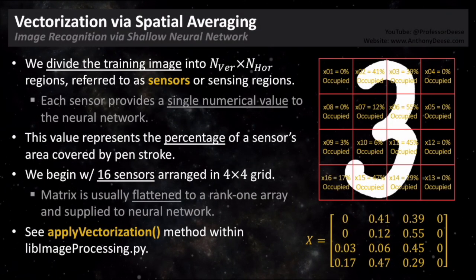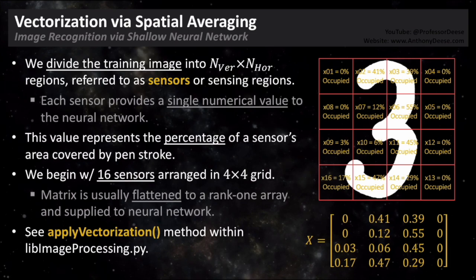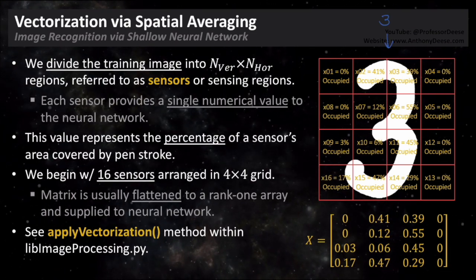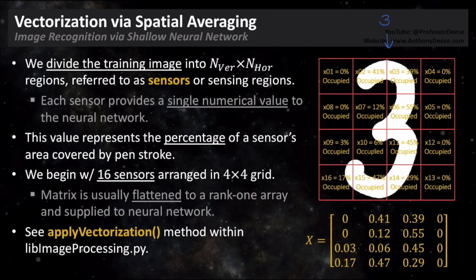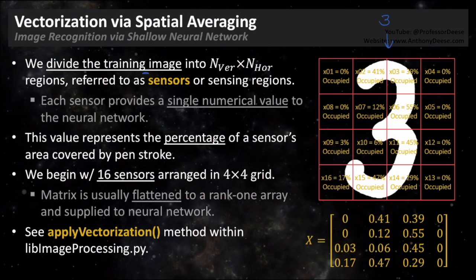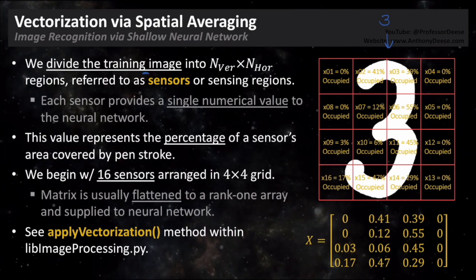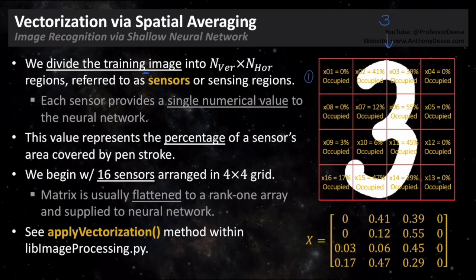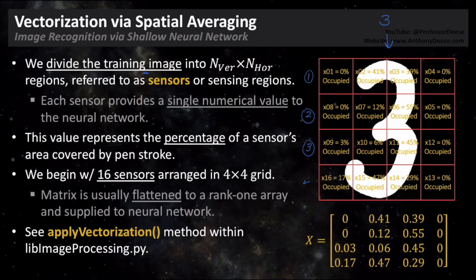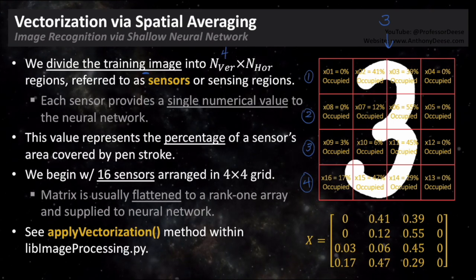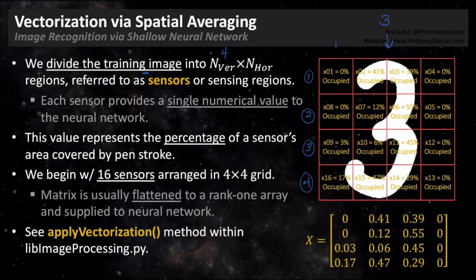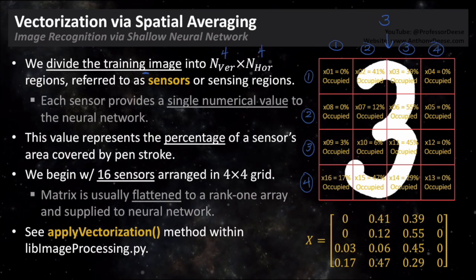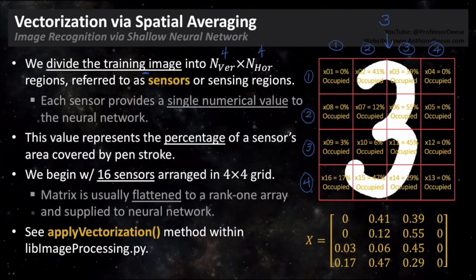Next, we discuss how to implement vectorization via spatial averaging. Over here to the right, we have a number 3, and we're going to use this to demonstrate the process. The first thing that we do is divide the image into a certain number of regions. The way that we do this is we divide the image vertically into n vertical regions. So there's 4 of these. And then we divide it horizontally into n horizontal regions. In this case, both numbers happen to be 4, but they don't always have to be equal.